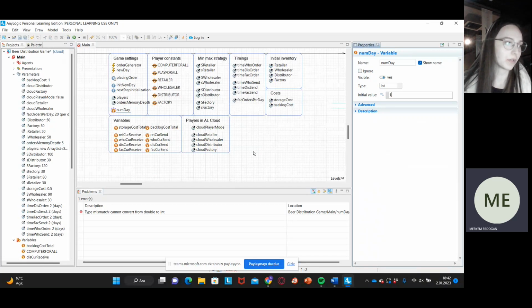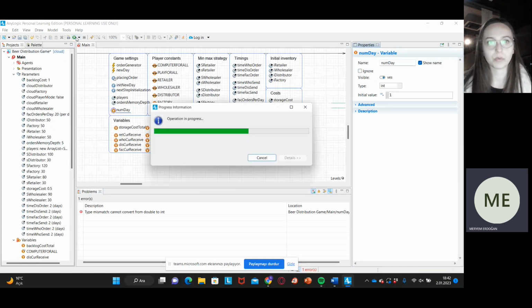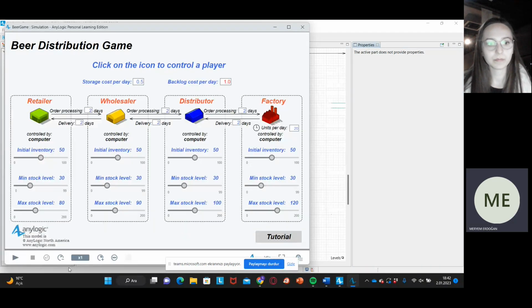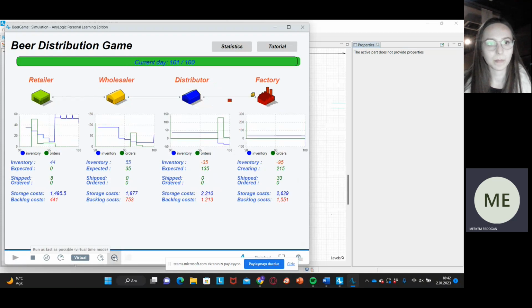If the initial value 0 or 1 is entered, the model can advance the system. One day doesn't really matter. It can be acceptable. I'm going to show you when the model is running. Even if this is day 101, this is also acceptable, as you can see.